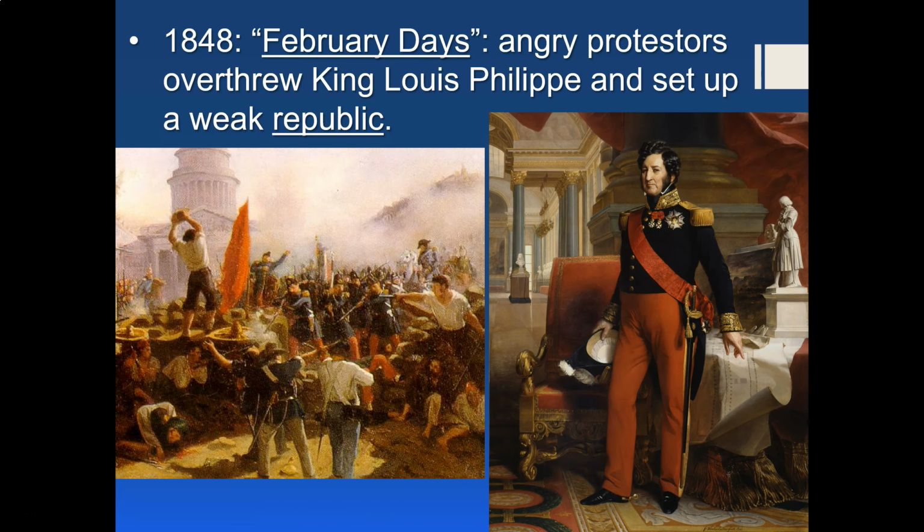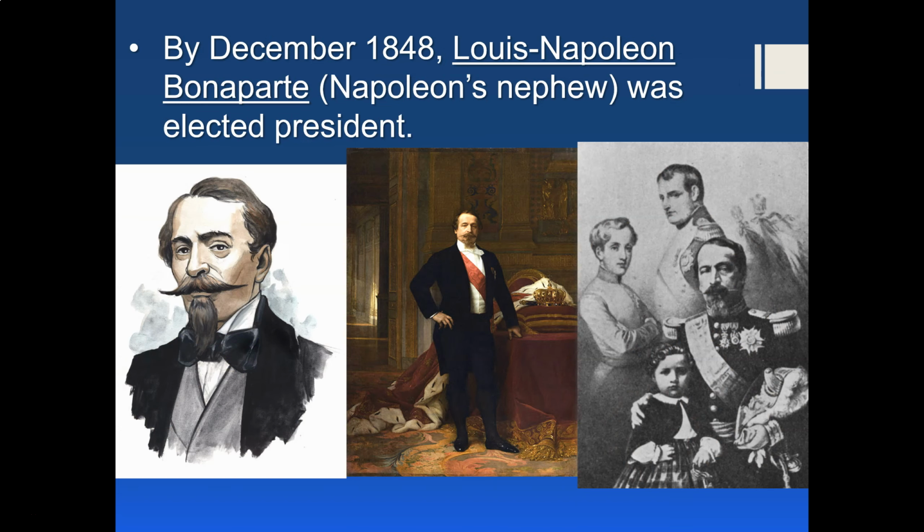And that year, in February of 1848, a revolution occurs, which is known as the February Days Revolution, where angry protesters rose up and they overthrew their king, King Louis Philippe, the guy on the right, who actually was a cousin of King Louis XVI, the guy who was killed during the original French Revolution. Like the original French Revolution, this revolution of 1848 is going to lead away from monarchy and into embracing a republic, which means we need an election.